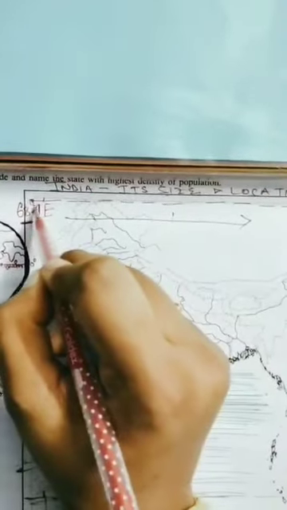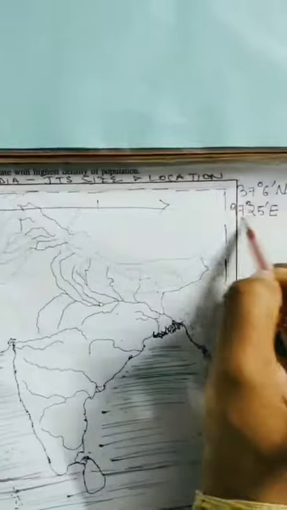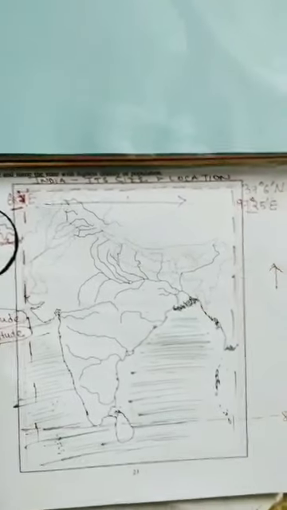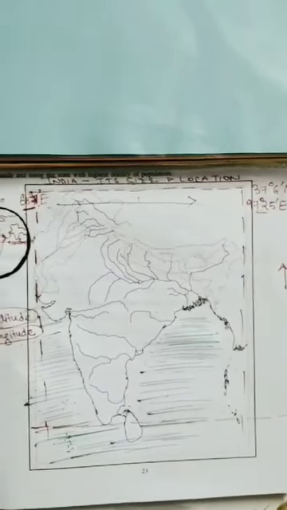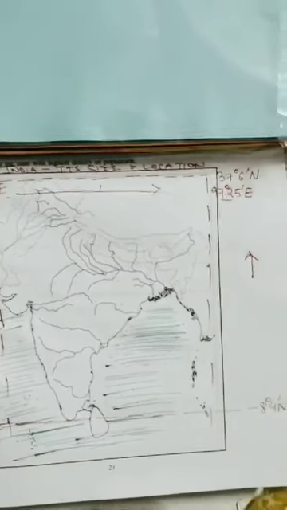68 degrees 7 minute east to 97 degrees 25 minute east. Clear? Why is it easting, why is it northing, and what is the value? You have to learn this, right? Now we have to focus on some important discussion regarding the directions.